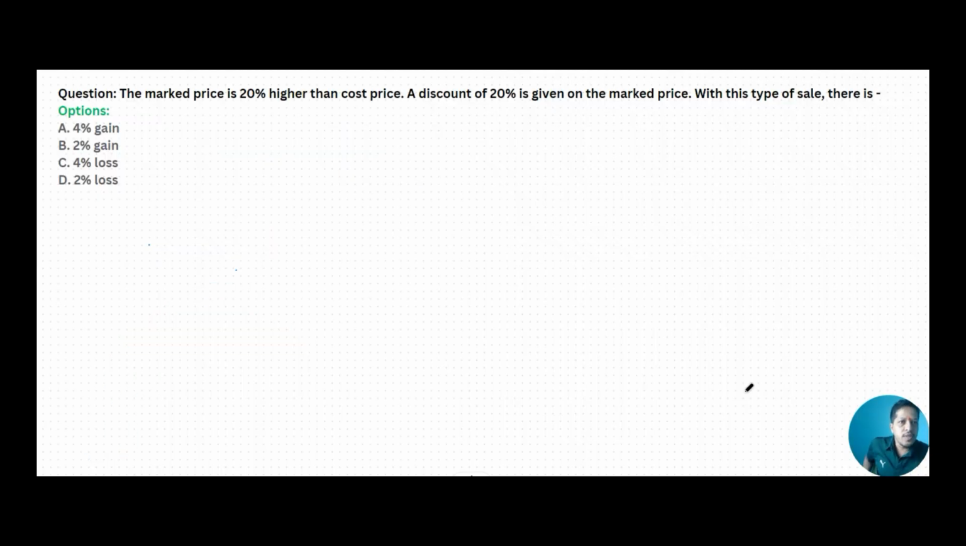Okay, let us look at this question. The mark price is 20% higher than the cost price. A discount of 20% is given on the mark price. With this type of sale, there is 4% gain, 2% gain, 4% loss, or 2% loss.